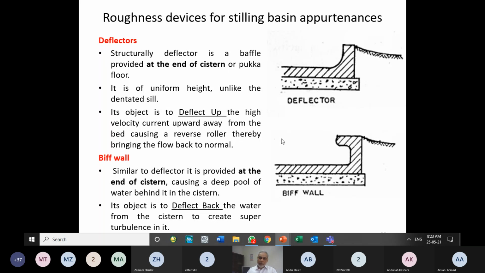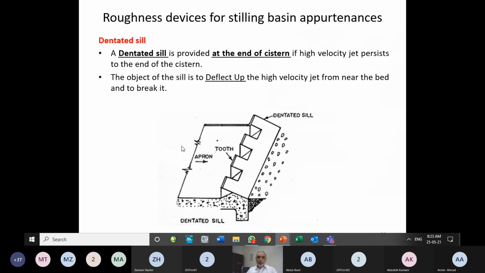When the water is directed upward, it means that it will be obstructing the water coming downstream, and there will be more turbulence, and more energy will be dissipated over here in the cistern or in the stilling basin. This will cause water to go up, and then that water will come down on the downstream side, and by falling on the downstream side, it will dissipate the energy.